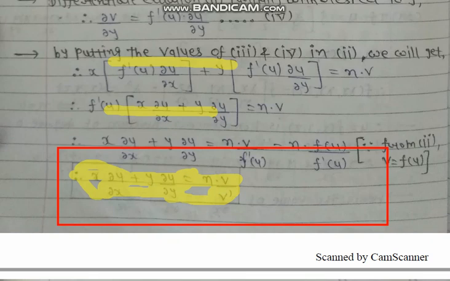Corollary 1, that is based on Euler's theorem, and corollary 2, that is based on modified Euler's theorem.